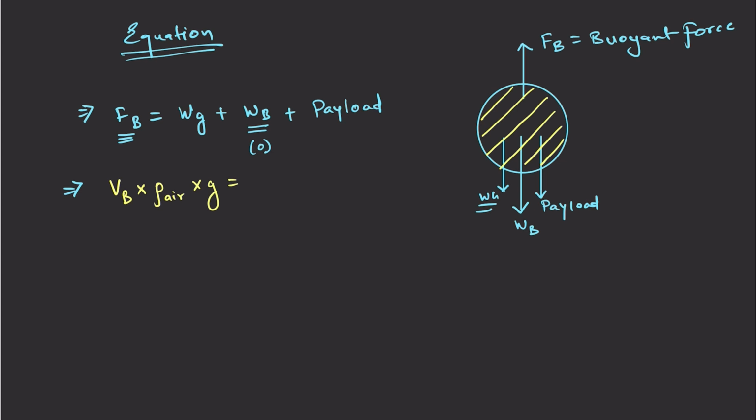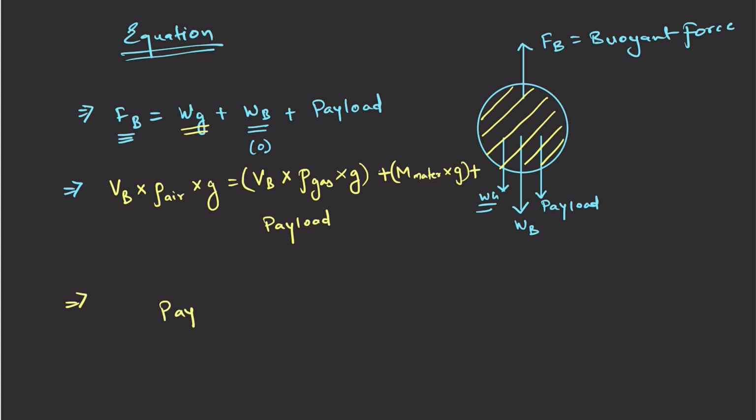G is the acceleration due to gravity. Now the weight of the gas will be again the volume of the balloon multiplied by density of the gas multiplied by g. Now I need to find out the weight of the balloon itself, which will be directly equal to the mass of the material multiplied by g. Now the last part will be the payload. Let's just call it payload.